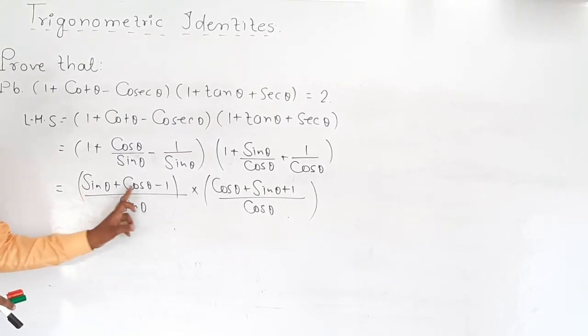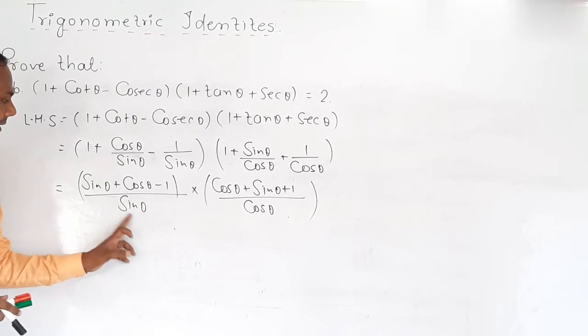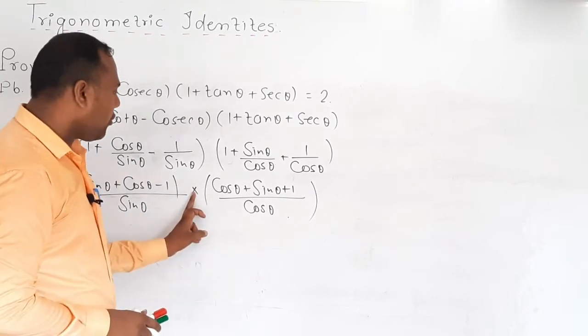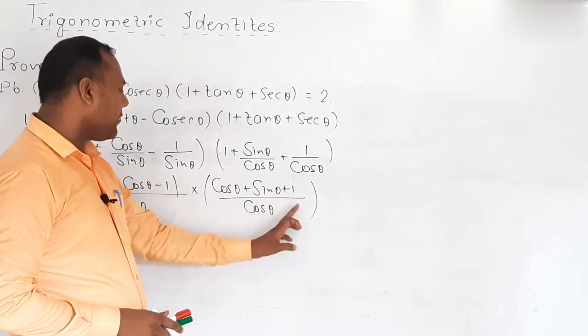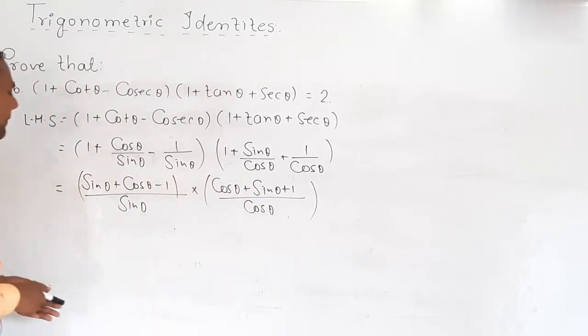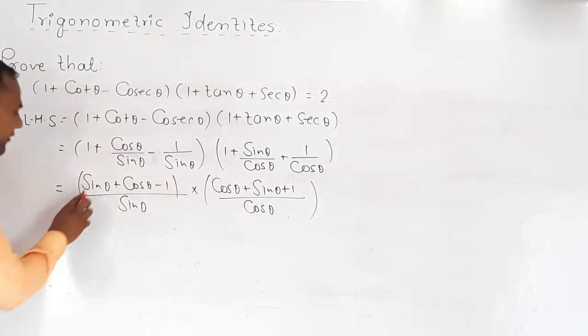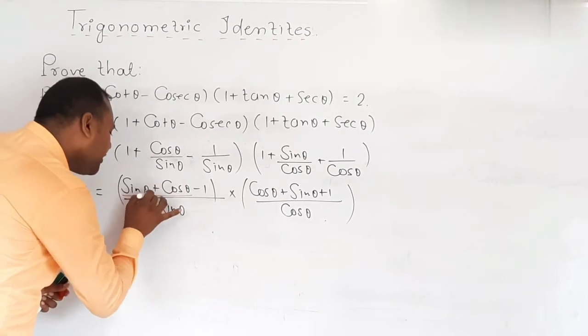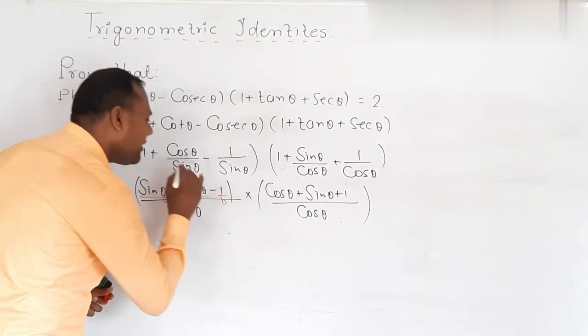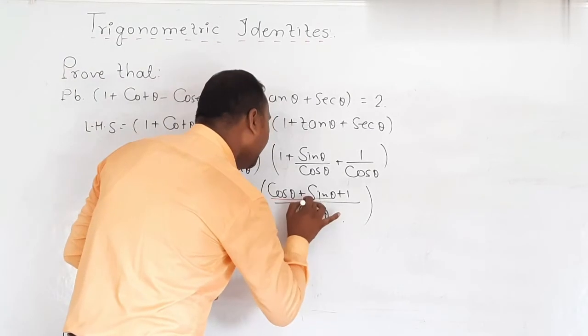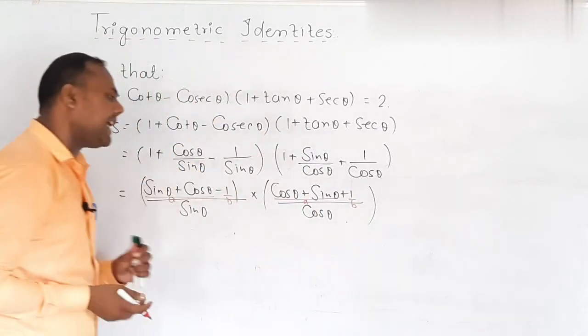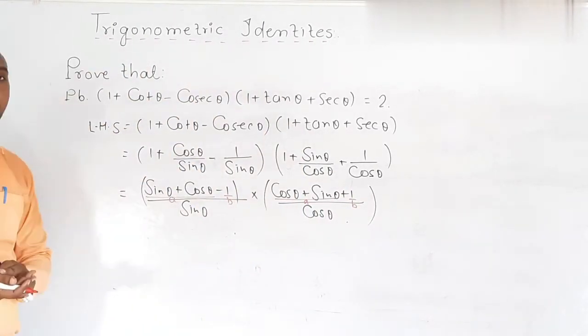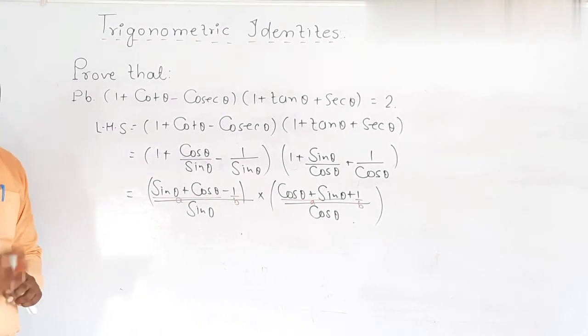Here we have sin theta plus cos theta minus 1 divided by sin theta, and cos theta plus sin theta plus 1 divided by cos theta, and we have to concentrate on sin theta plus cos theta. This means if we suppose this is A and this is B, also this is A and this is B, that means this is the formula of A square minus B square.